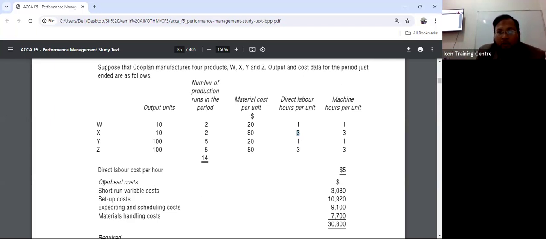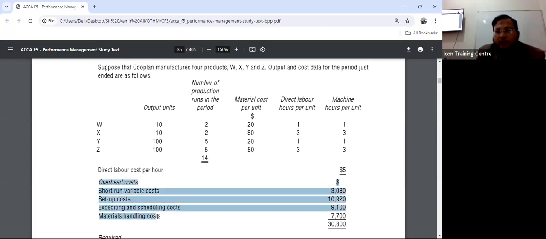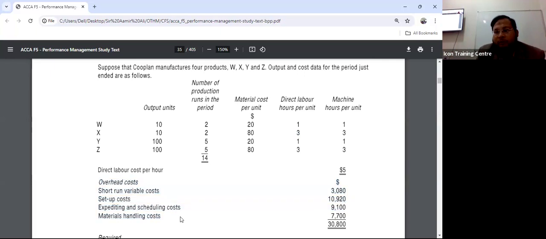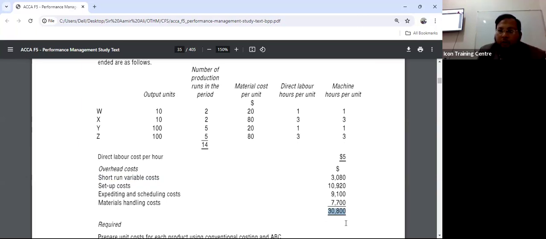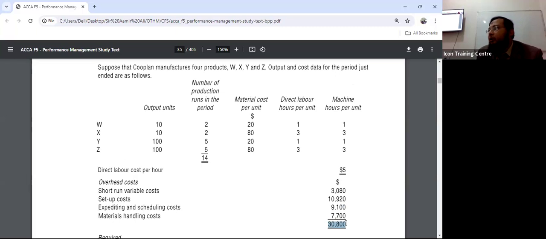Okay. Now we have other overheads. This is very important. Other overheads mean other additional costs which we incur in the company. So there are short-run variable costs, setup cost, expediting, scheduling cost, material handling cost, and the sum is 30,800, right? So we need to use first absorption costing and then we jump into the ABC. Okay.